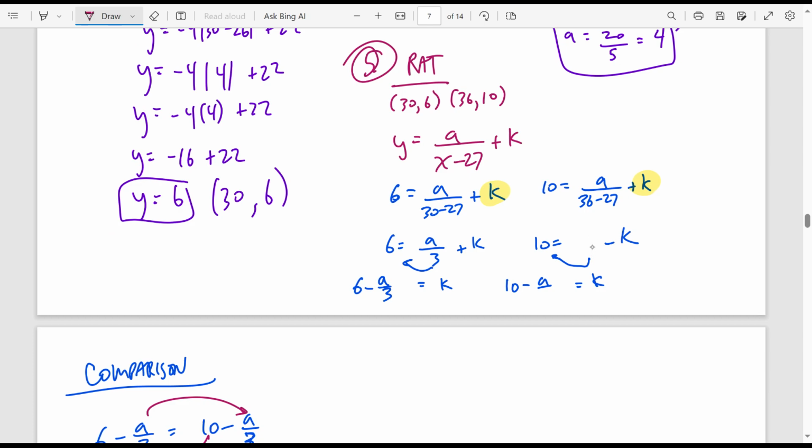Oh my gosh. Why would they make it A over 9? This is impossible. A over 9. I think that's a you problem. It is definitely a me problem.